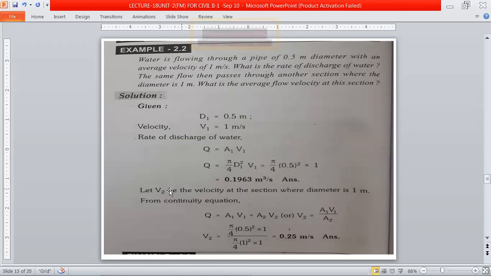Okay na? Next. Let V2 be the velocity where the diameter is 1 meter. So for the same formula, Q is equal to A1 V1 or A2 V2. So V2 is equal to A1 V1 by A2. Then substituting A1 V1, 0.1963 on top, and A2 is equal to pi by 4 d2 square, into velocity. Therefore V2 is equal to 0.25 meters per second. Hope you understood this problem, right?